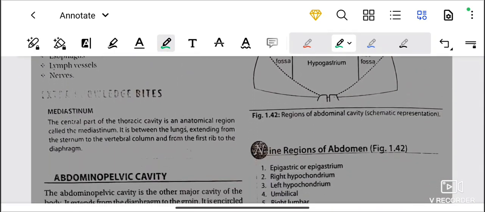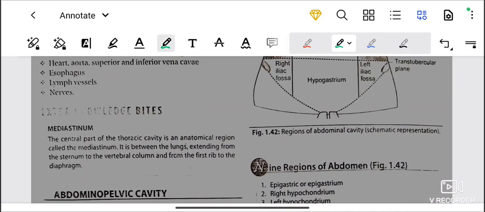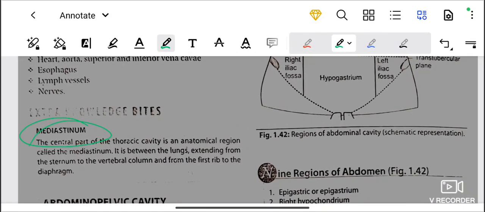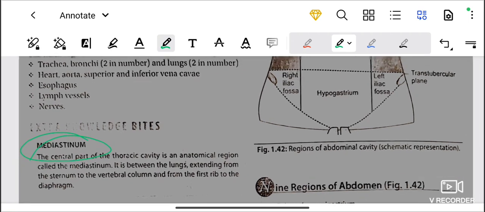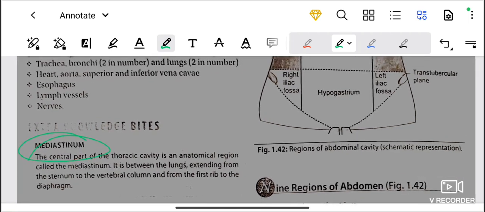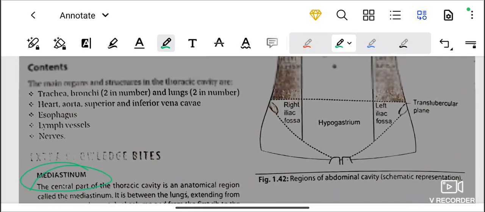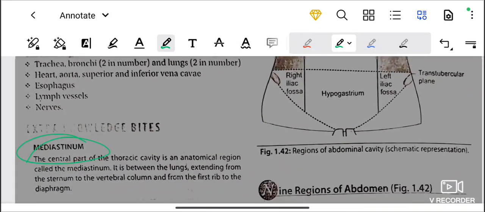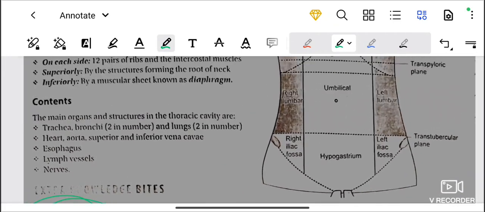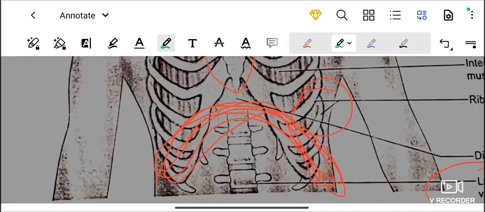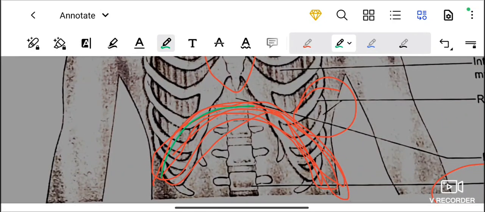The next, this is extra knowledge. What is meant by mediastinum? I will explain this. The mediastinum, the central part of the thoracic cavity, is an anatomical region between the lungs, extending from the sternum to the vertebral column, from the first rib up to the diaphragm. I will explain using a diagram. Here you can see this is the diaphragm.